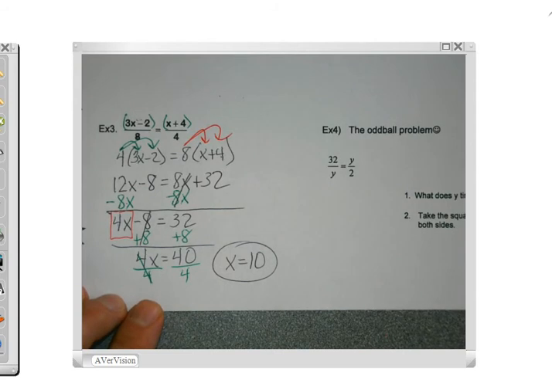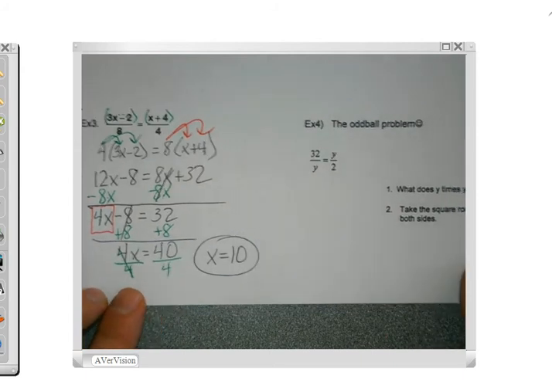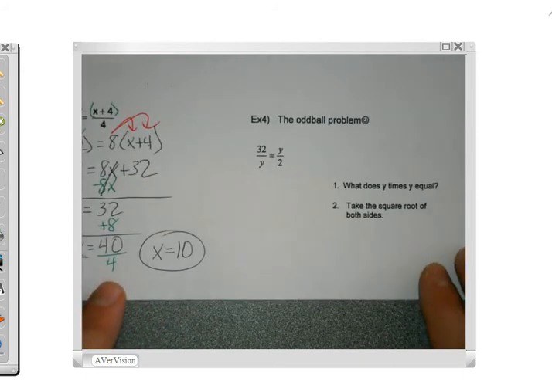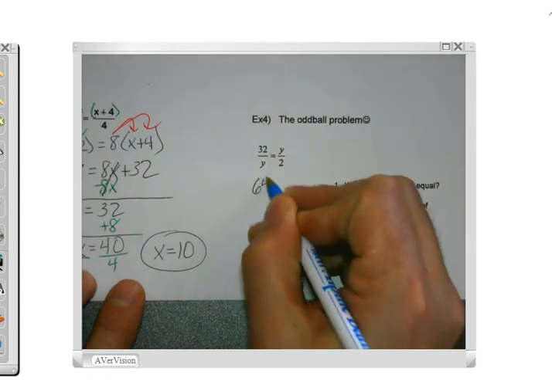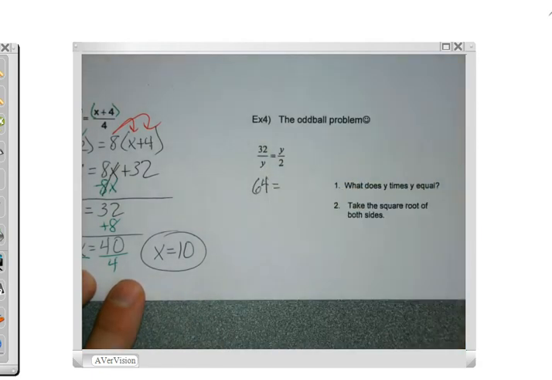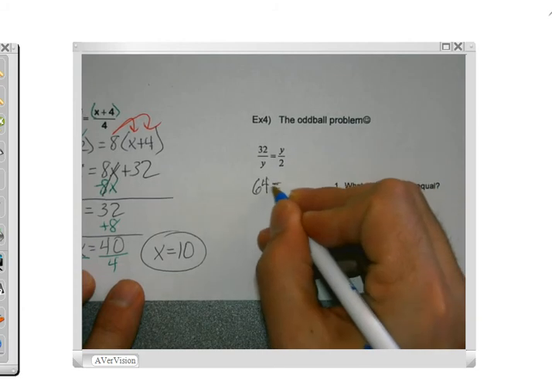Yep, and we're going to head that way next. This is what I like to call the oddball problem, our last one here on the front. Because when I multiply here, 32 times 2 is 64. But then we get y times y. Now, we haven't dealt with this yet. We have?